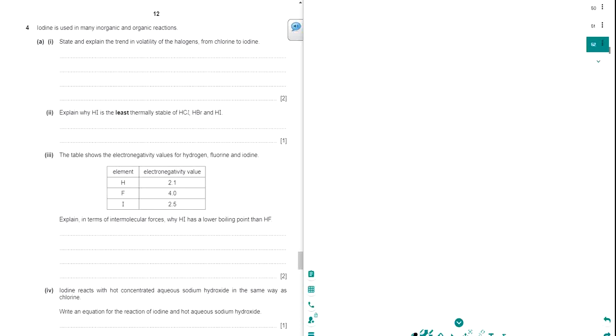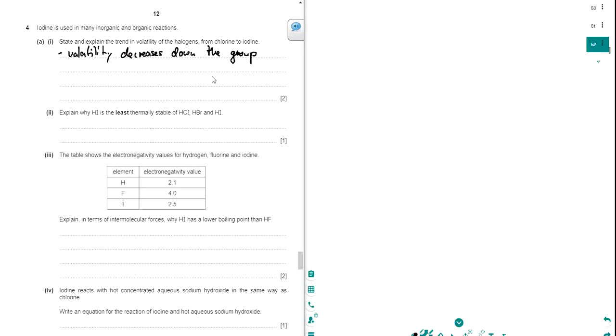Okay, iodine is used in many inorganic and organic reactions. State and explain the trend in volatility of the halogens from chlorine to iodine. That shouldn't be too difficult. The volatility decreases down the group.